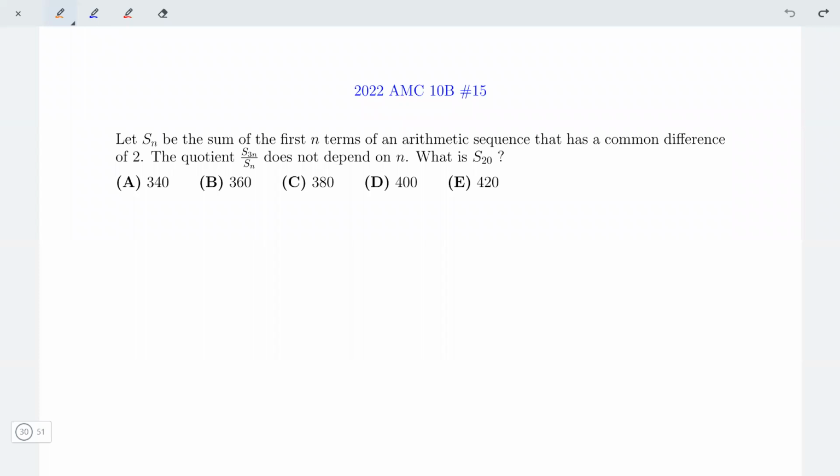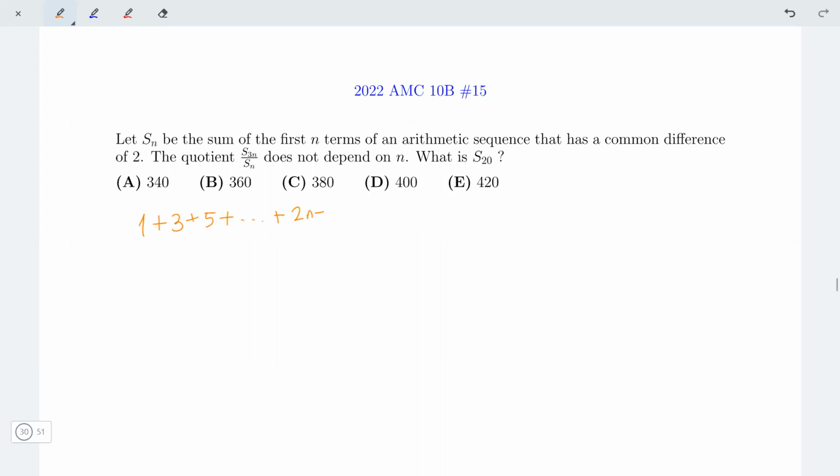Let Sn be the sum of the first n terms of an arithmetic sequence that has a common difference of 2. The quotient S3n over Sn does not depend on n. What is S20? Okay, so the simplest sequence that comes to mind is positive odd integers.